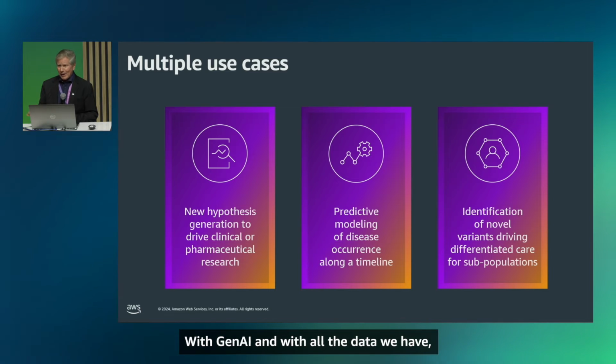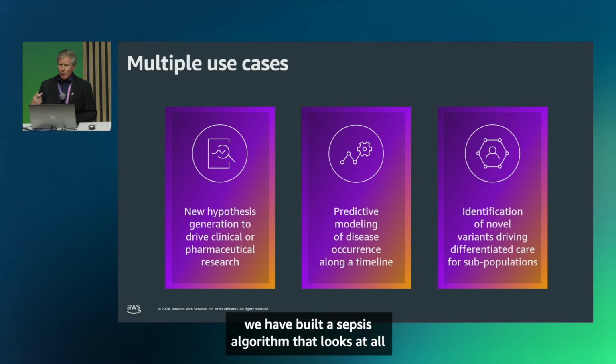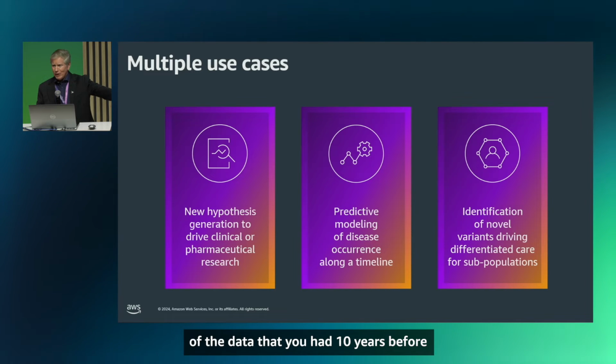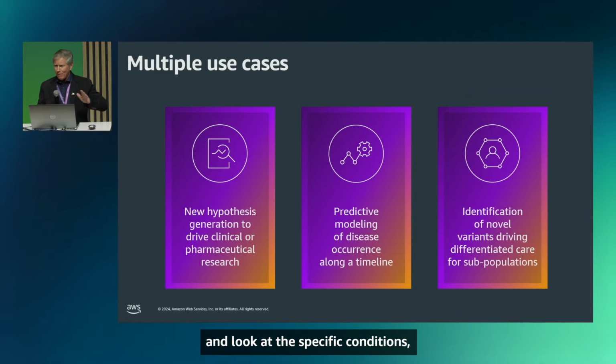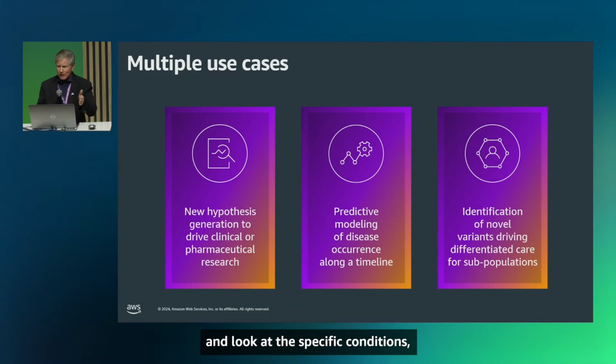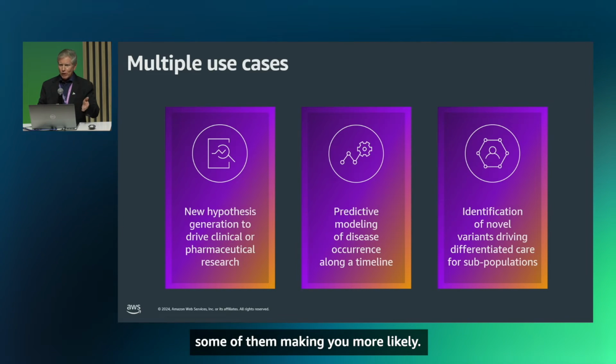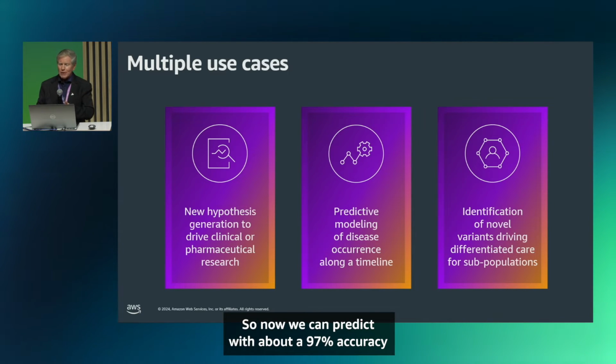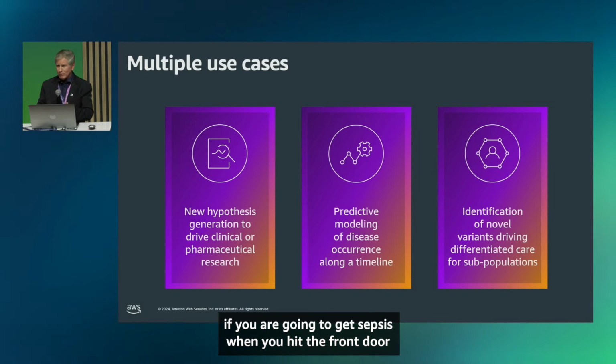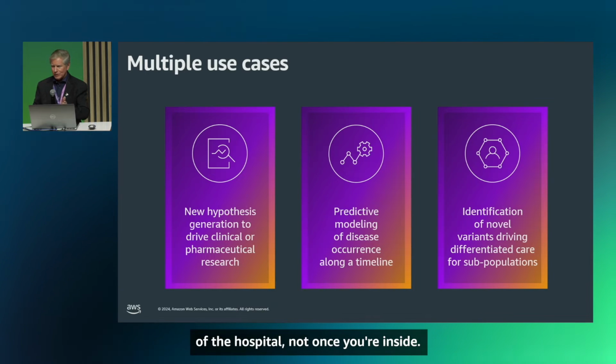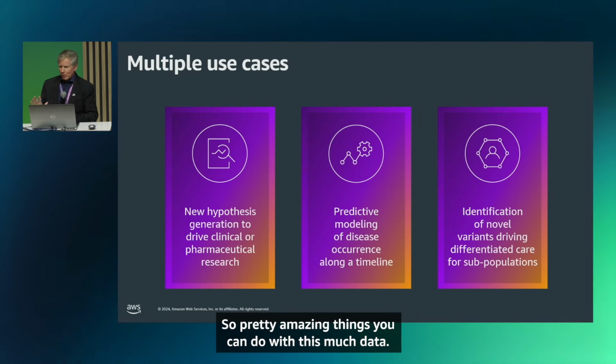With Gen AI and with all the data, we have built a sepsis algorithm that looks at all of the data that you had 10 years before and looks at the specific conditions, some of them making you more likely. So now we can predict with about a 97% accuracy if you are going to get sepsis when you hit the front door of the hospital, not once you're inside. So pretty amazing things you can do with this much data.